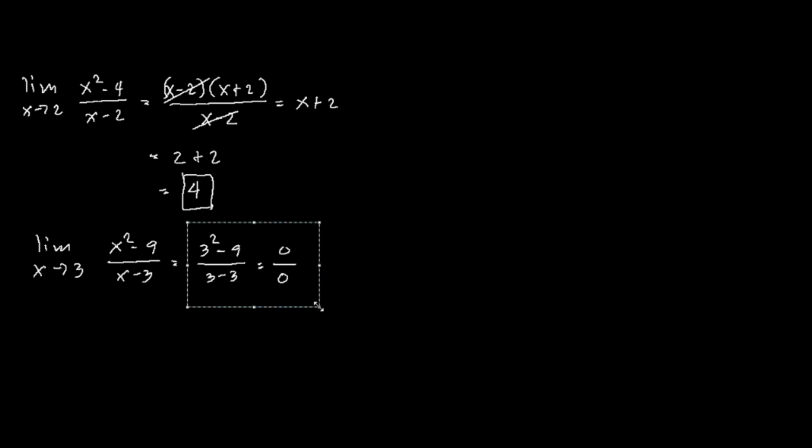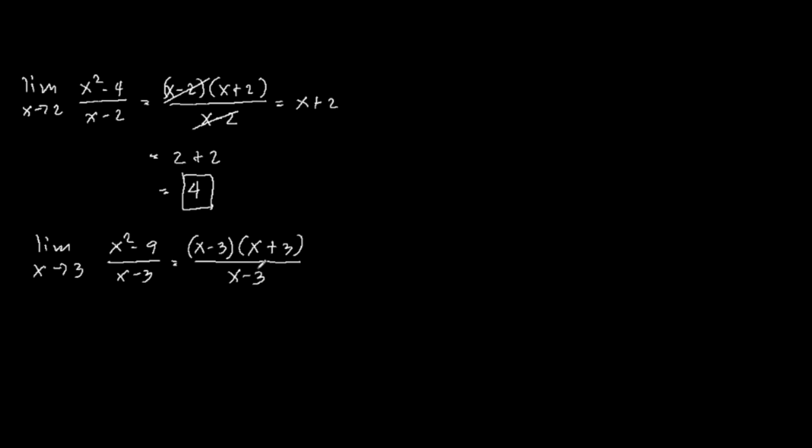Then, let's check if we can eliminate the denominator by simplifying the numerator, wherein x squared minus 9 is the difference of the squares of the first and second terms, and the formula is x minus 3 times x plus 3, and then we divide by x minus 3. We have the same terms in the numerator and denominator. We cancel out x minus 3 and x minus 3, and the remaining value is x plus 3.